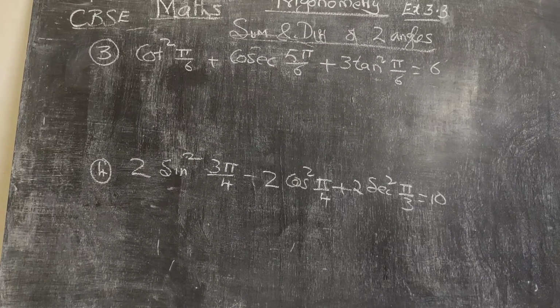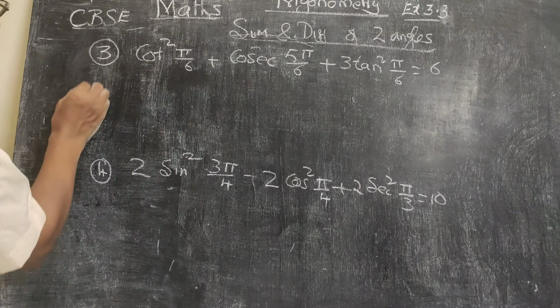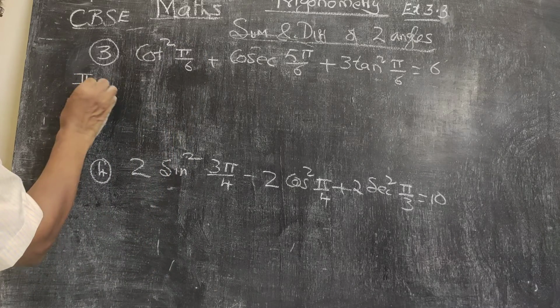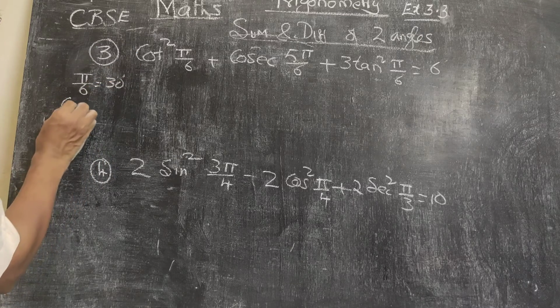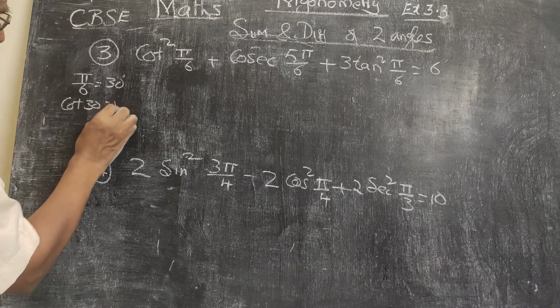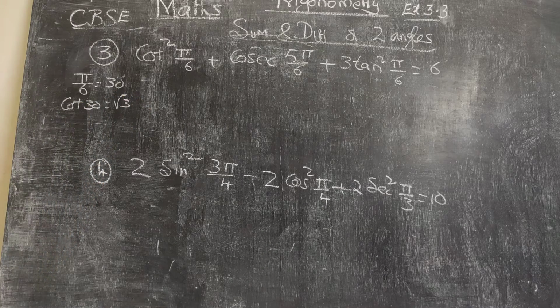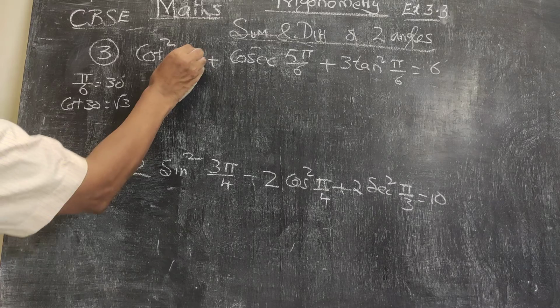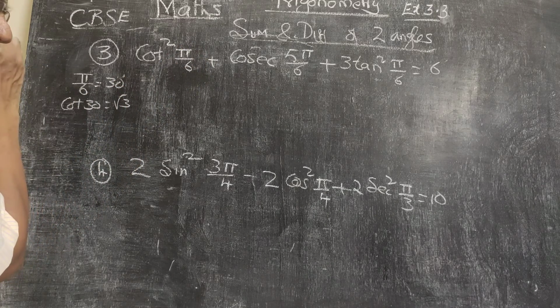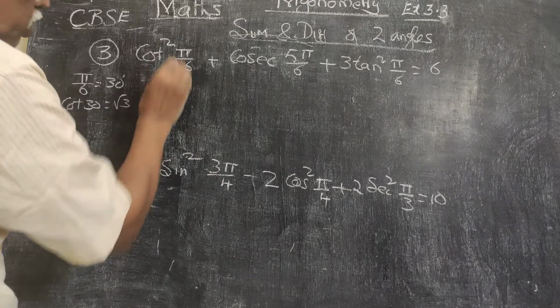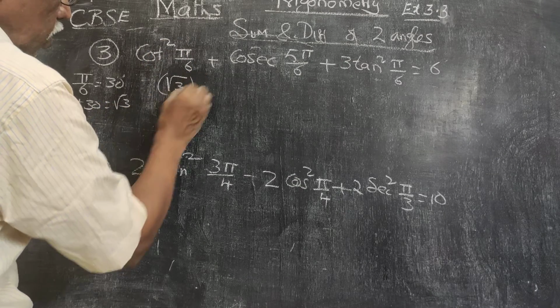Question number 3, cot square pi by 6 plus cosecant pi by 6 plus 3 times tan square pi by 6. Pi by 6, you remember, is 30 degrees. Tan 30 is 1 by root 3. Therefore, cot 30 is root 3. Again, repeat that. Pi by 6 is 180 by 6, 30 degrees. Cot 30, tan 30 we know as 1 by root 3. Therefore, this is root 3. So this is nothing but root 3 the whole square.